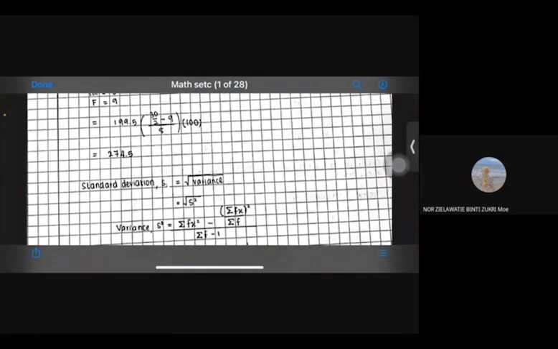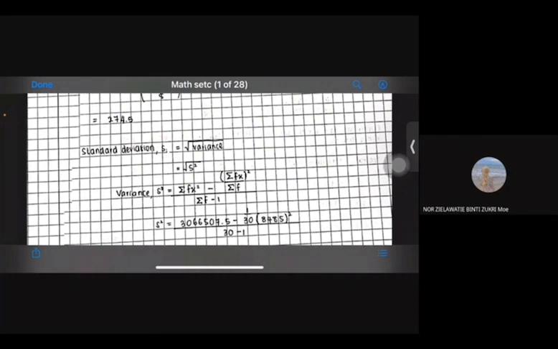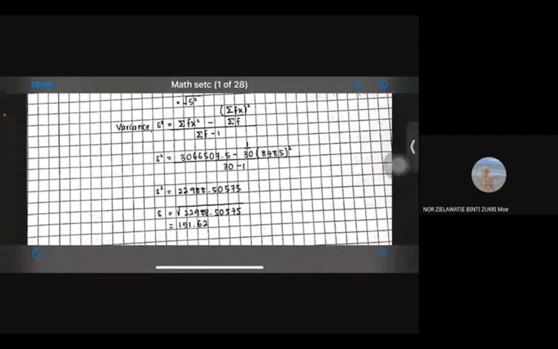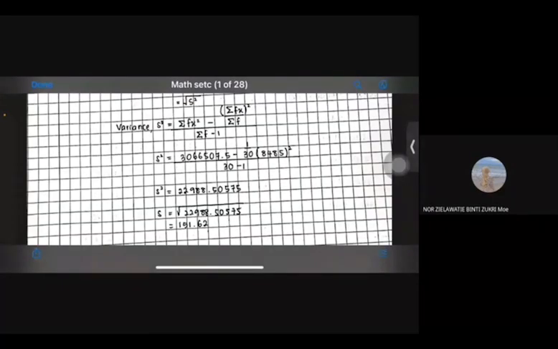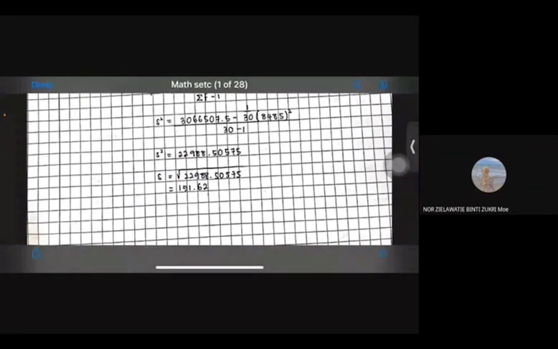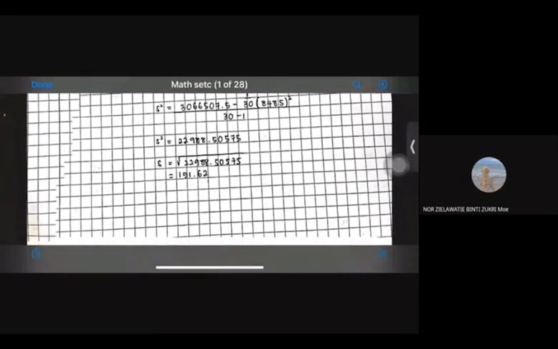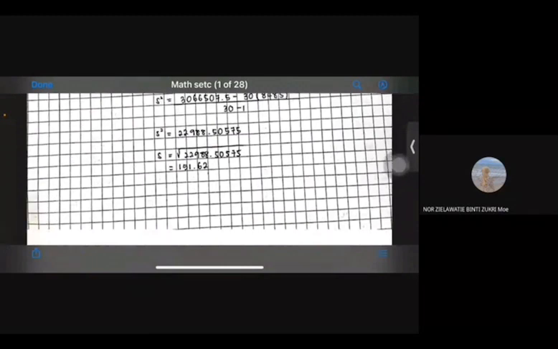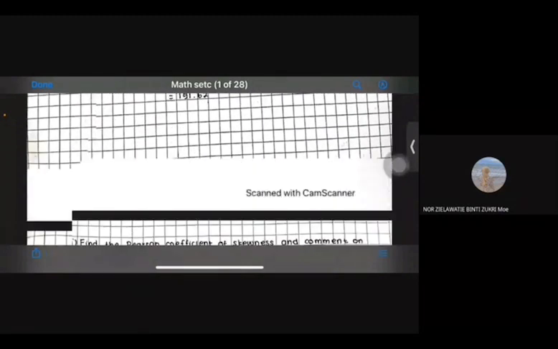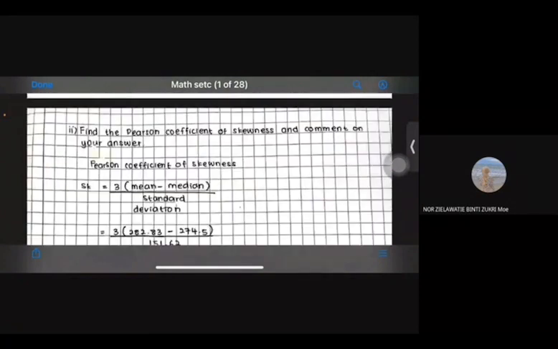Next, we have to find the standard deviation. The sum of squares is equal to 3,066,507.5 minus 1 over 30 times 8,485 squared, all over 30 minus 1. So we calculate and we got 22,988.50575. With the square root, we got 151.662. So next to Asnifa.